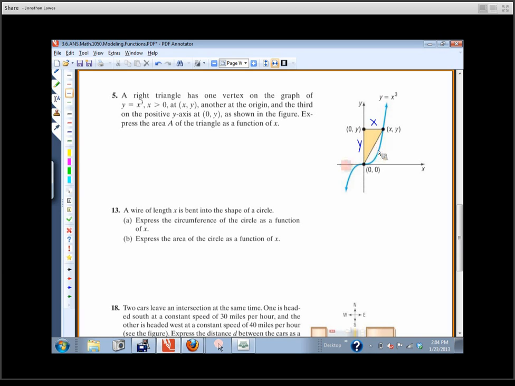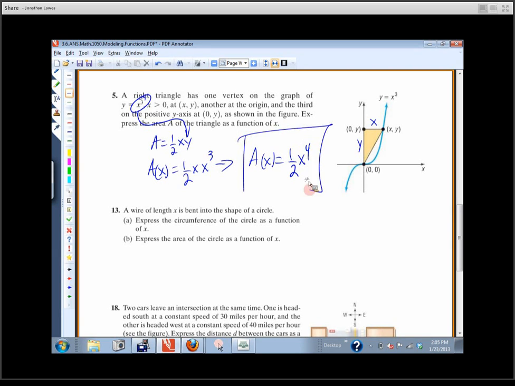How do you find the area of a triangle like this? 1/2 x times y. Marissa, what's the problem with this? Two variables. Do I have anything I could substitute? In place of y, I can put x cubed. So now this is truly a function of x, so I'm going to put A of x equals 1/2 x times x cubed, and I'm going to write this as simply as I can. A of x equals 1/2 x to the 4th, and that's it.